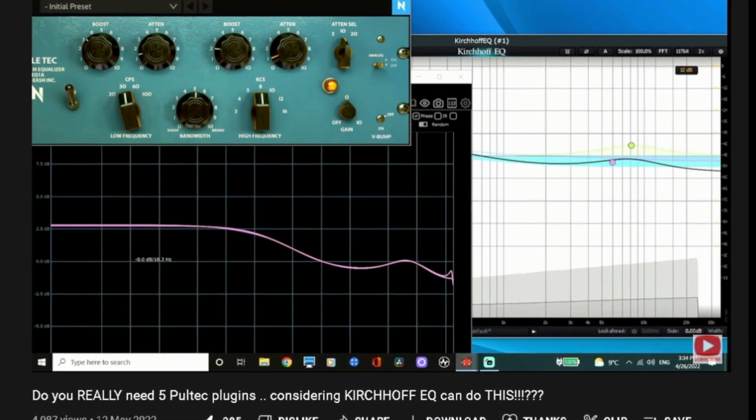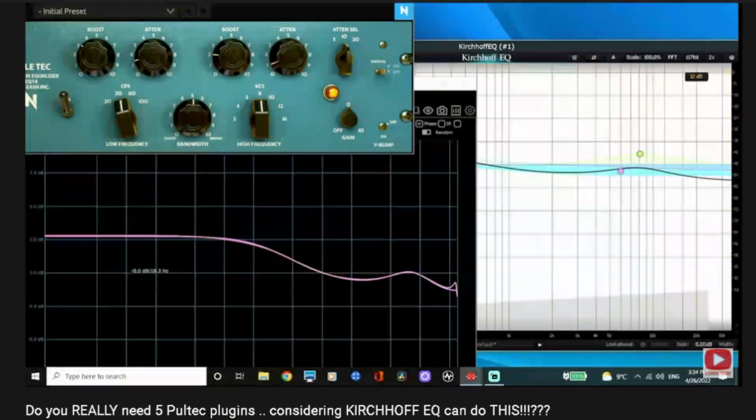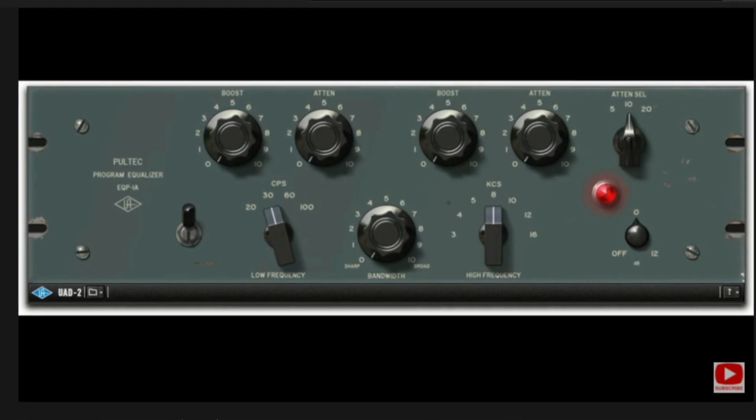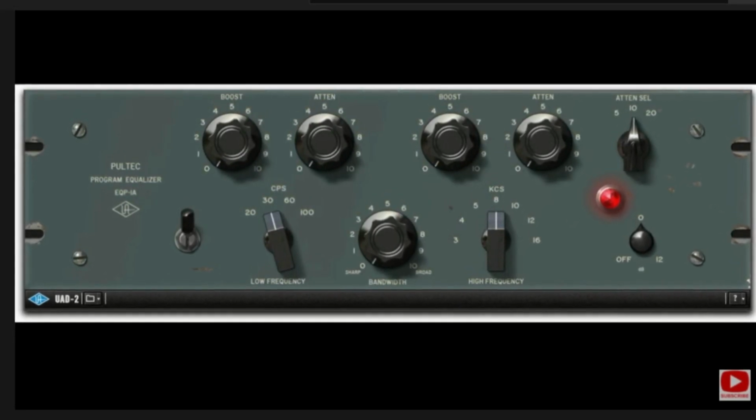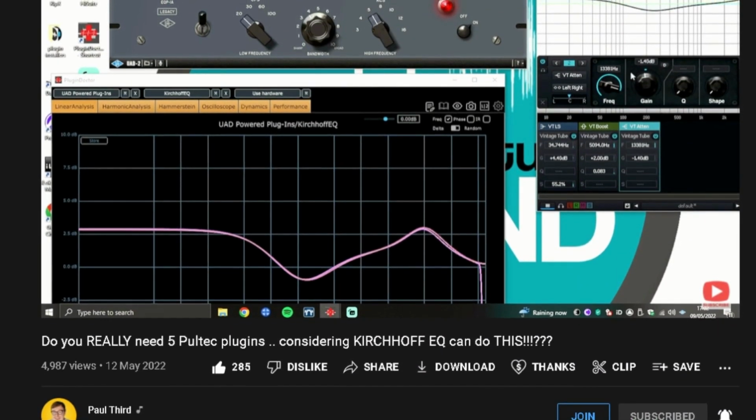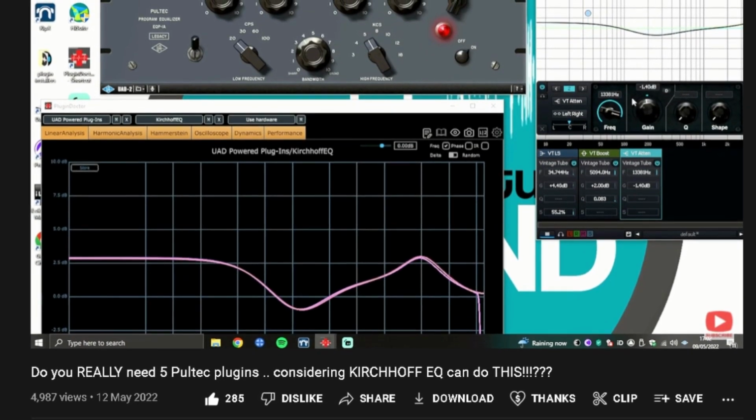in Kirchhoff to closely replicate the curve behaviour of an EQP1A and a few other pultecs. I never said Kirchhoff could sound identical, just that you could reenact the same curve behaviour with the same amount of bands, which was something I struggled to do with other digital EQs prior to making this video.